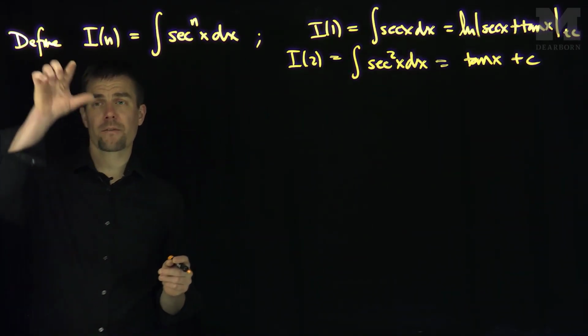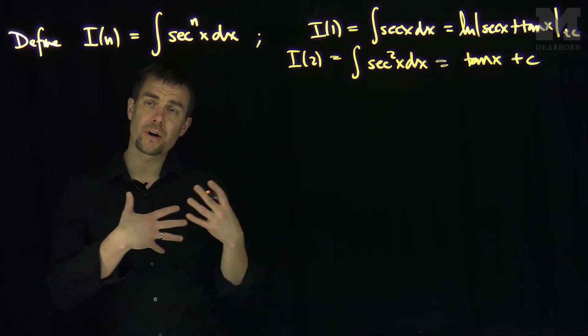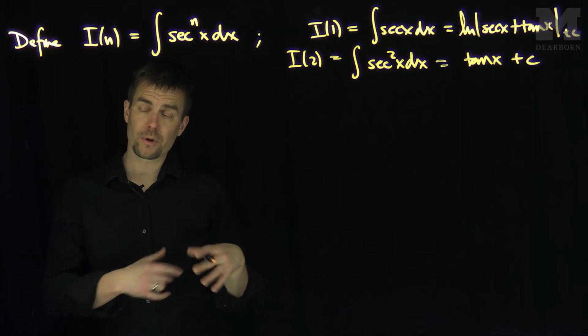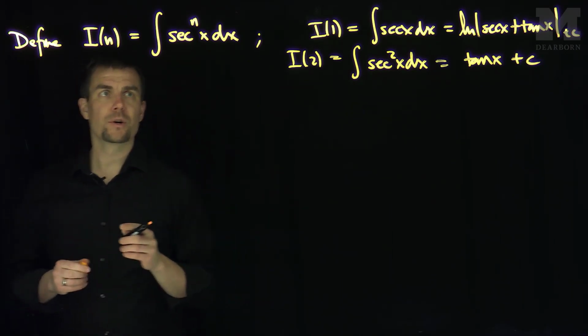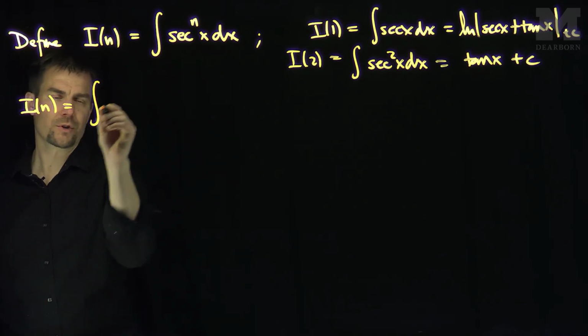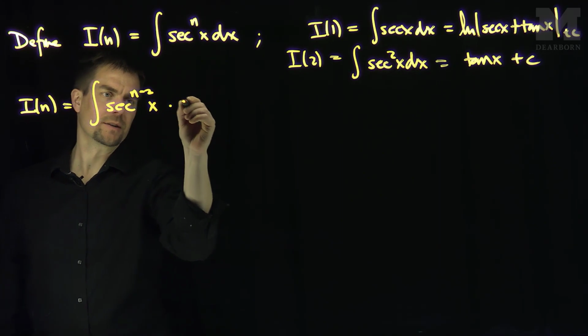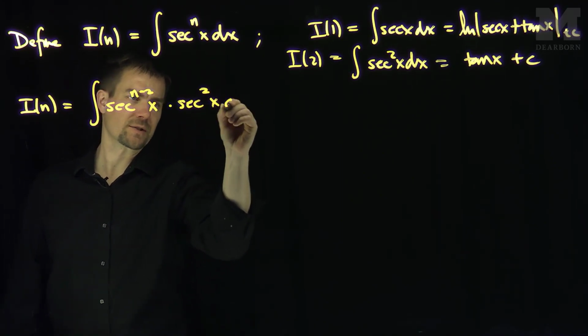The question becomes: if I want to find I_100 or I_5000, can I relate I_100 to either I_1 or I_2 by a recursion formula? So let's see if we can do that. What we're going to do is write I_n in a more suggestive way. We're going to write it as secant to the n minus 2 of x times secant squared of x dx.